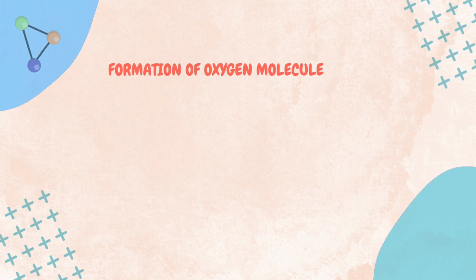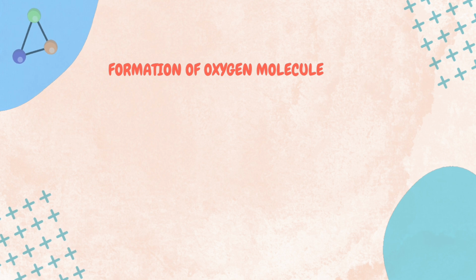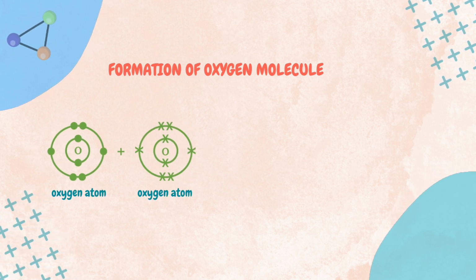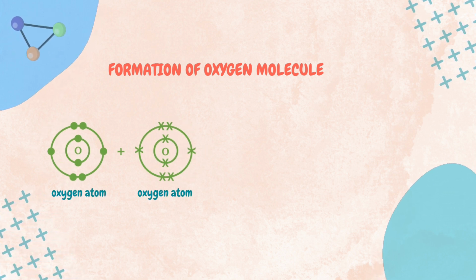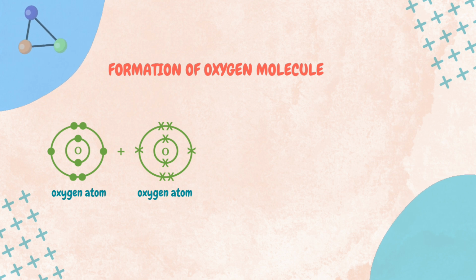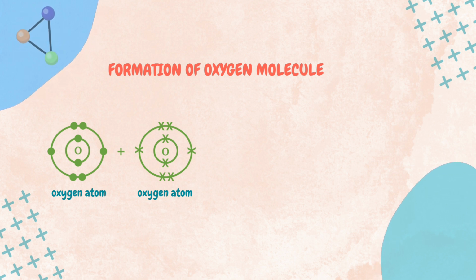The last example, the formation of oxygen molecule. The oxygen molecule is formed by the sharing of electrons between 2 oxygen atoms. As previously seen, the oxygen atom contains 8 electrons, with 6 electrons in the outer shell. To be stable, it needs 2 more electrons.